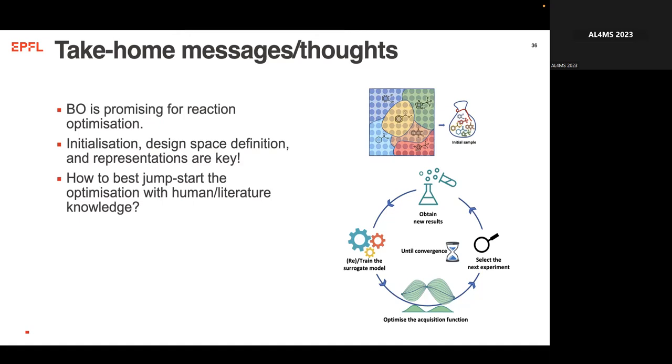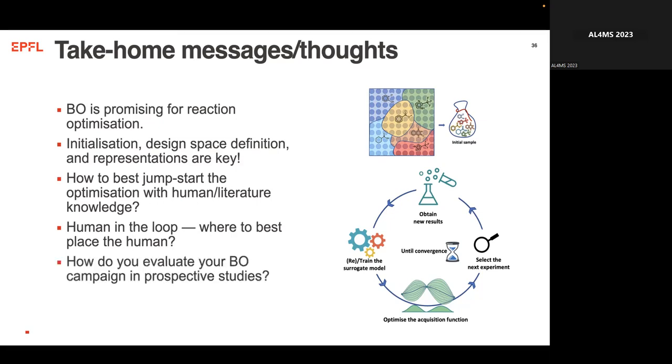I think one of the open questions is really how to jumpstart the search by using maybe human prior knowledge and knowledge from the literature. Another one is where to place the human in this complete loop. Can we have some synergies that benefit the optimization? And really this evaluation part, at least in prospective studies, I haven't seen a great solution for that for now. And if you have one, I'm happy to talk about that.